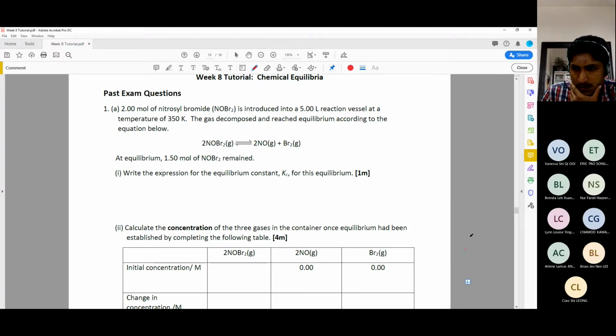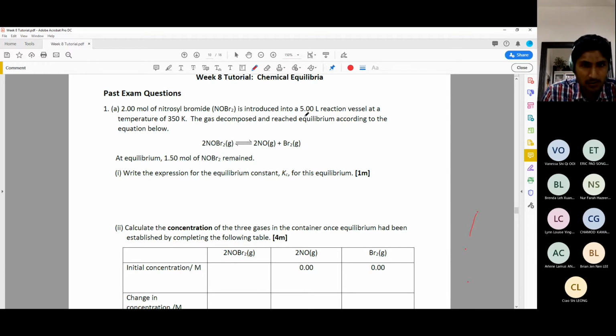Okay, so now for past exam questions, I'll not go through all, but a few of them. If you have a problem with a specific question, please ask me so that I can discuss it. Question number 1 is saying that 2 moles of nitrosyl bromide is introduced into a 5-liter vessel.